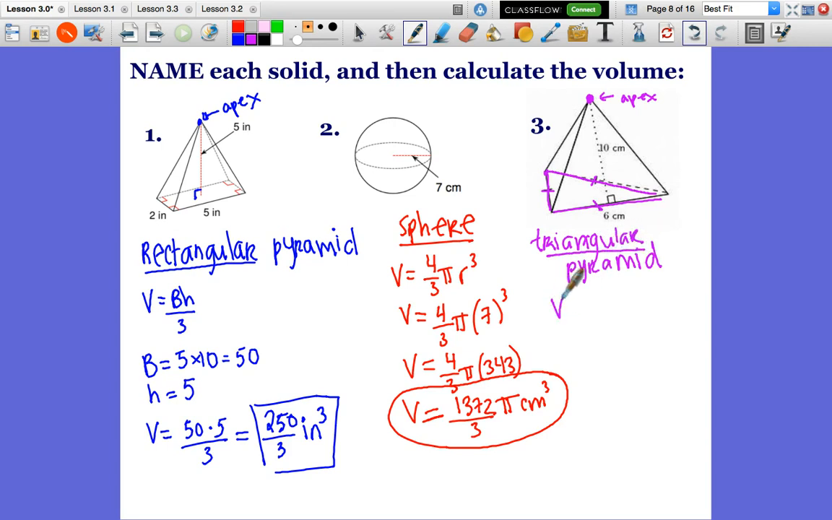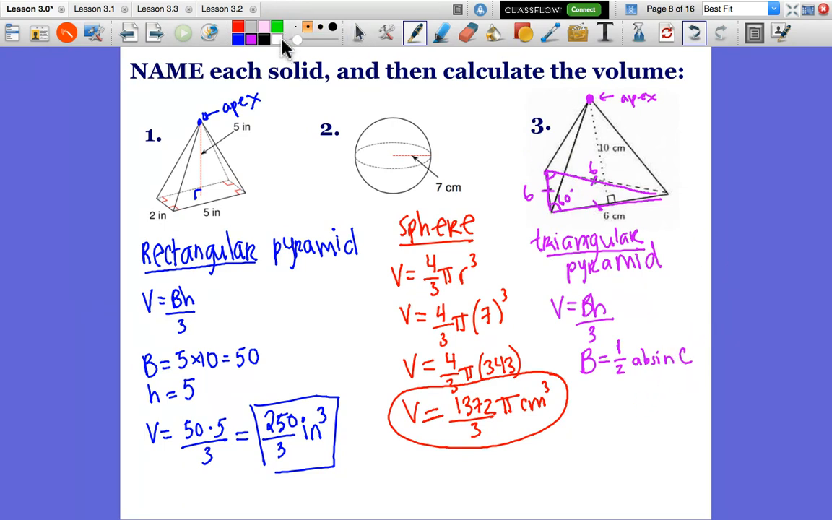So volume is going to be area of the base times height divided by 3. For something like this, I need to figure out what the area of the base is. Well, it's a triangle. I don't know what the height is. I know all the sides are 6. We said it was equilateral, so what does that mean all the angles are in the base? 60. So this is a non-right triangle, so why don't I just say 1/2 a b sine C?